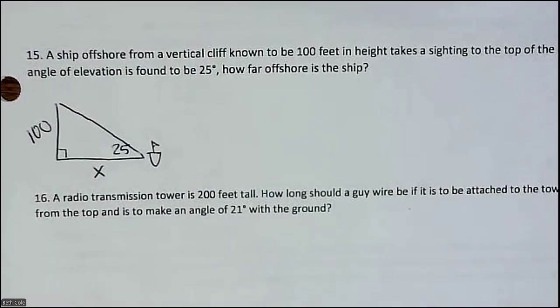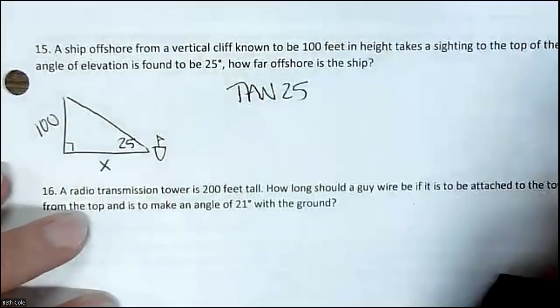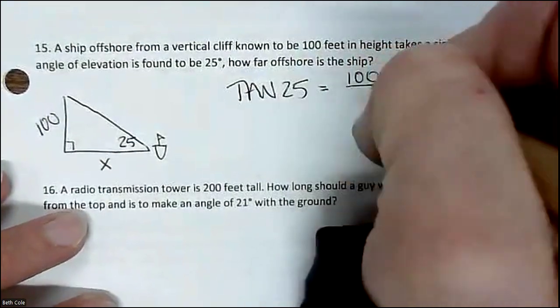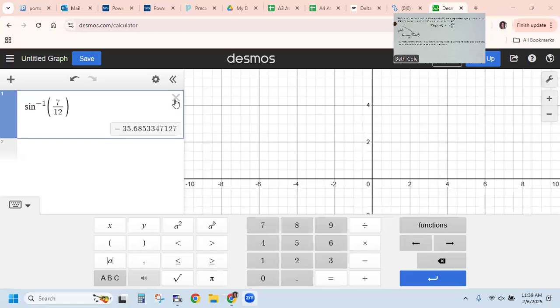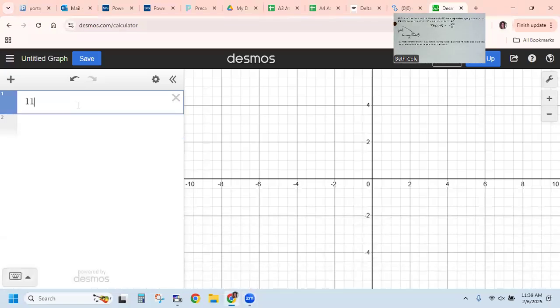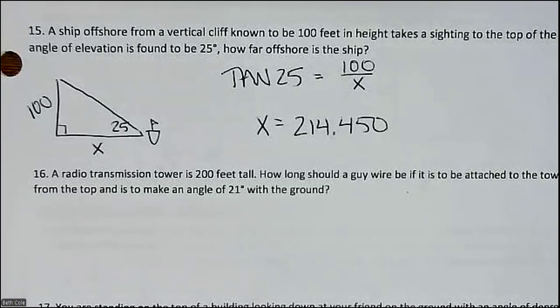Sine, cosine, or tangent? Good. Tangent. Good job. Tangent of 25 equals 100 over X. The X is on the denominator on that one. 100 divided by 10. Good. You guys listen to me. This is fantastic. All right. So it is 100 divided by tangent 25. So there we go. 214.450. And then read the problem. Don't make up units. How many was it? Feet? Yeah. Feet.